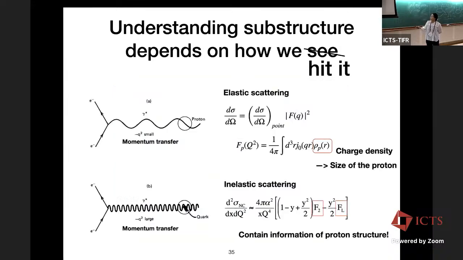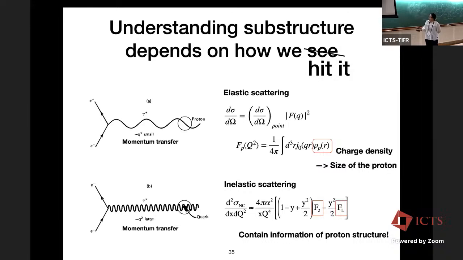So if you have electron-proton scattering with a smaller Q squared, you may have elastic scattering, and from there you measure the form factor. We discussed this in the previous series of lectures. And from there, you can actually extract the charge density of the proton, and this tells you the size of the proton, basically.